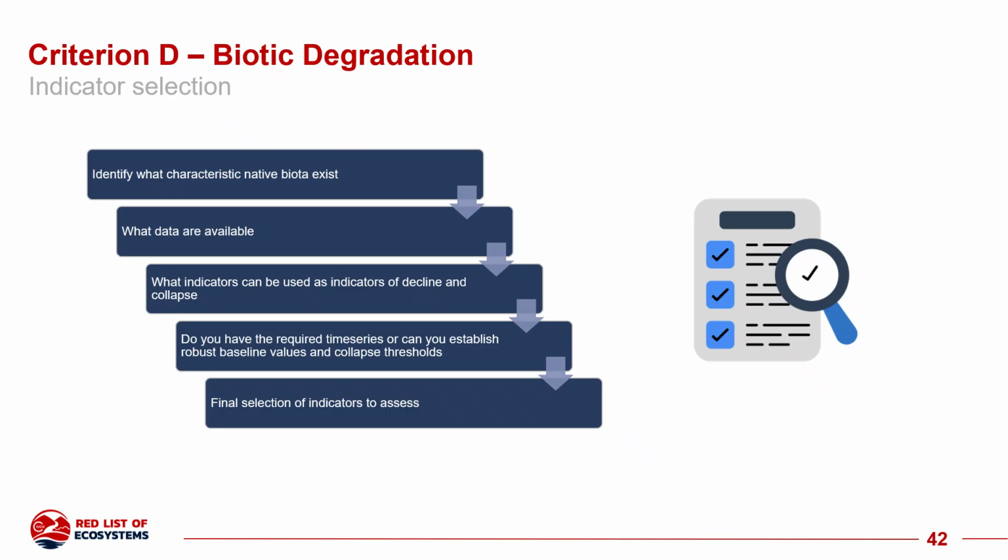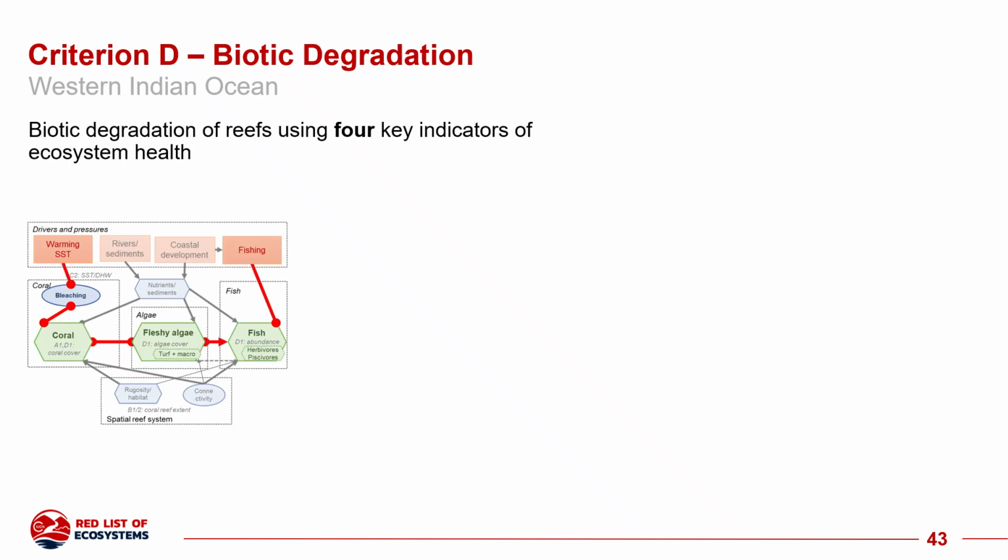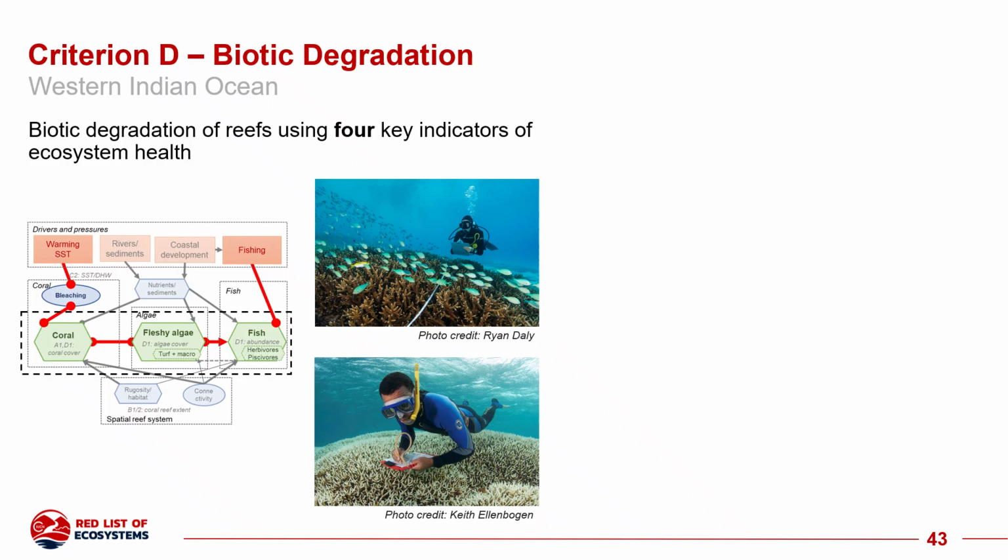Now let's look at how ecosystem components and indicators were selected for Criterion D in the Western Indian Ocean assessment, an approach that other regions can adapt to suit their own context. In the Western Indian Ocean, 4 key components of the coral reef ecosystem were assessed using data collected through standard underwater survey methods like point intercept transects and belt transects, compiled by the regional GCRMN node.